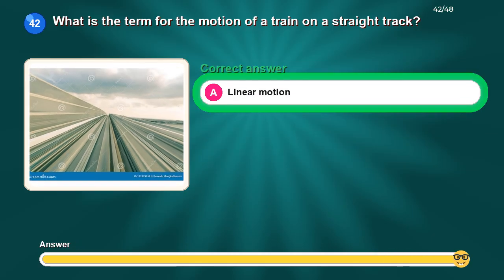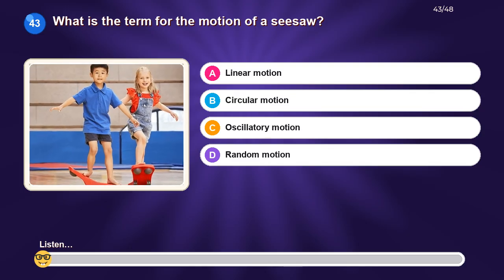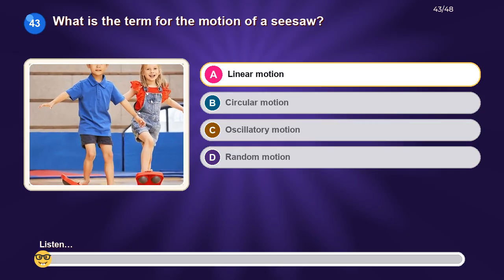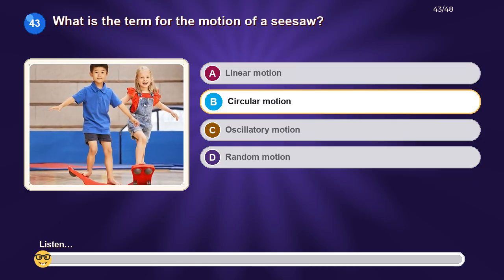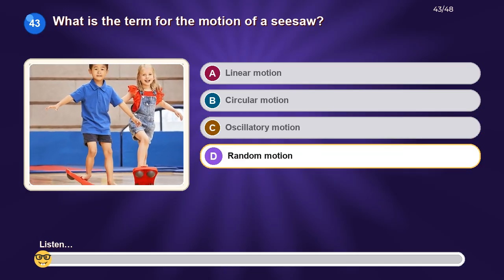The correct answer is linear motion. What is the term for the motion of a seesaw? Option A, linear motion. Option B, circular motion. Option C, oscillatory motion. Option D, random motion.